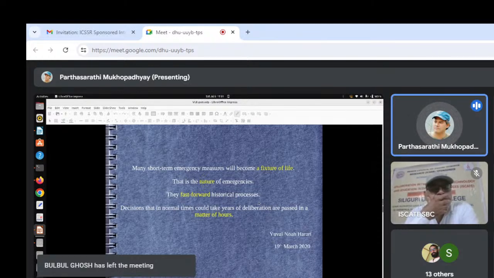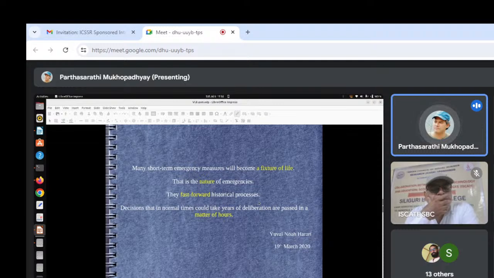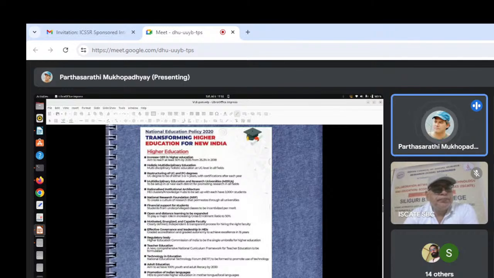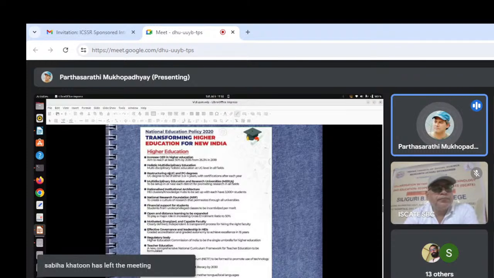And don't forget your NEP 2020 is a product of the COVID time. So a lot of drastic changes it has proposed, possibly based on this theory that emergencies always fast forward the historical process. Otherwise, it may take 2 years, 3 years to take such a decision. But in a kind of emergency, we generally make it within 2-3 days. So we should never forget that time when NEP 2020 came into the picture.